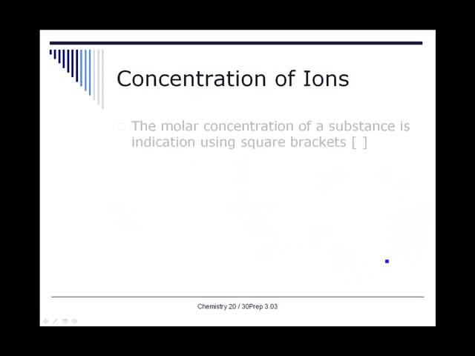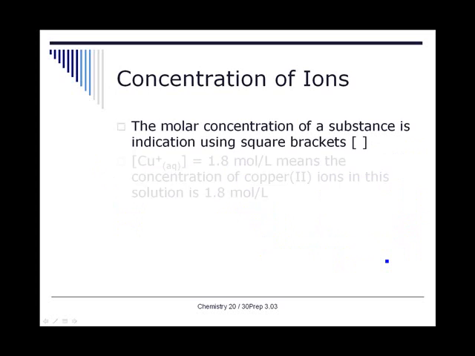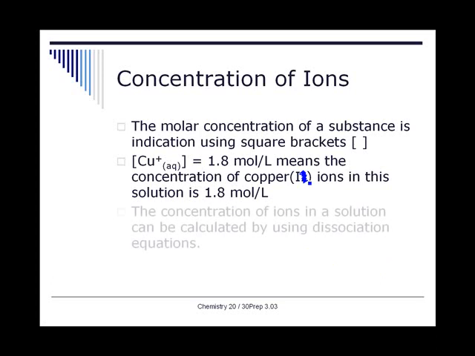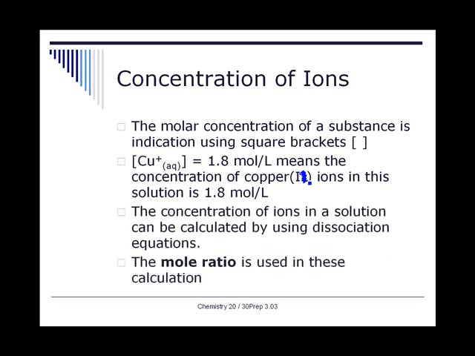So we can also find the concentration of ions. Just to note that sometimes when we're talking about concentrations we use square brackets. So for example, if we have the copper 1 plus ion in square brackets, we're saying the concentration of copper 1 plus is 1.8 moles per liter. We're talking about copper 1 ions, not copper 2 ions, so choose one. We can calculate the concentration of ions by using dissociation equations, and then we use the mole ratio to help us in our calculation.